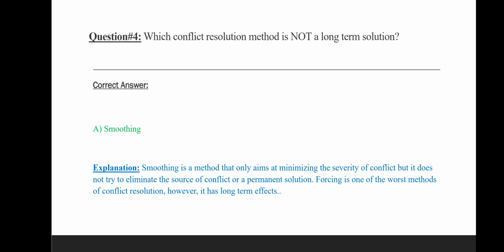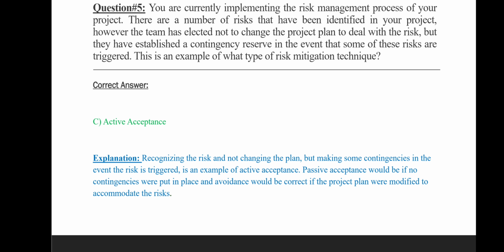Which conflict resolution method is not a long-term solution? This is smoothing, because smoothing will just minimize the problem for the time being, but later on it can arise again. Therefore, smoothing is not a long-term solution to a problem.